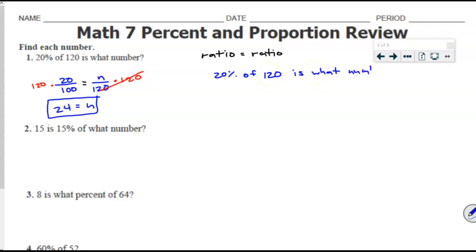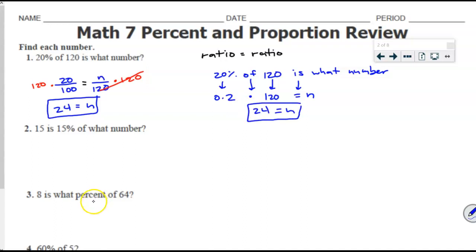We can kind of just do a direct translation, translate from English into math. 20% is 0.2. That's what we would calculate. Of means to multiply, and 120 is the number 120. Is means equals what number? That is the mystery number that we're trying to find. So this is another way that we can do this. 0.2 times 120 is equal to, again, N is already by itself. It's already solved, so we just have to do this calculation. When I type this into my calculator, I get 24 is equal to N. So that number is 24.